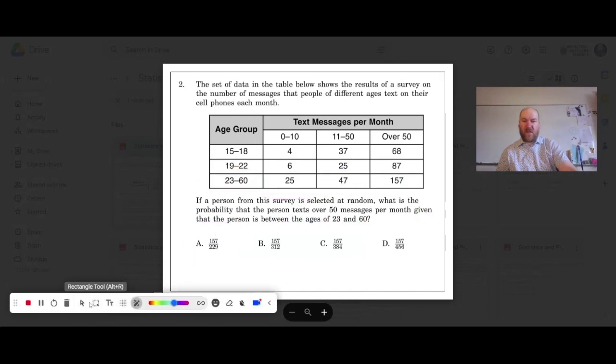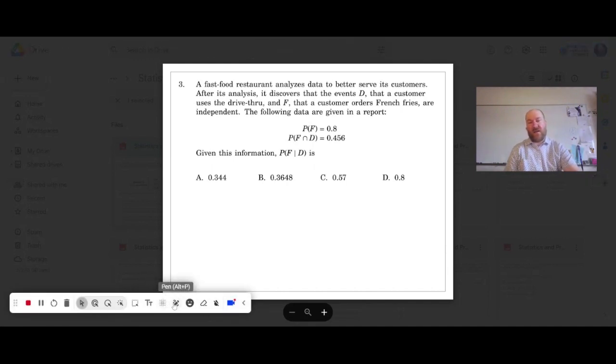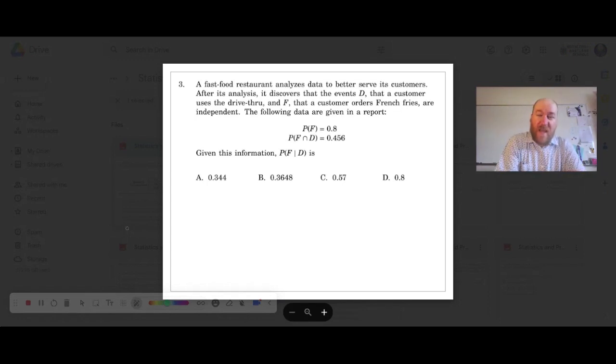All right, next question, number 3. A fast food restaurant analyzes data to better serve its customers. After its analysis, it discovers that the events D, that a customer uses the drive-thru, and F, that a customer orders French fries, are independent. The following data are given in a report. Given this information, P(F|D) is.